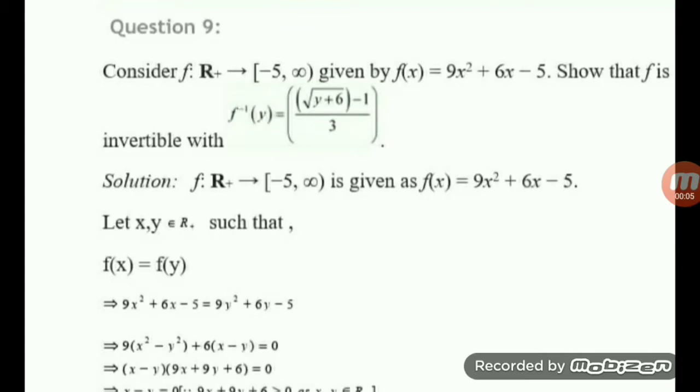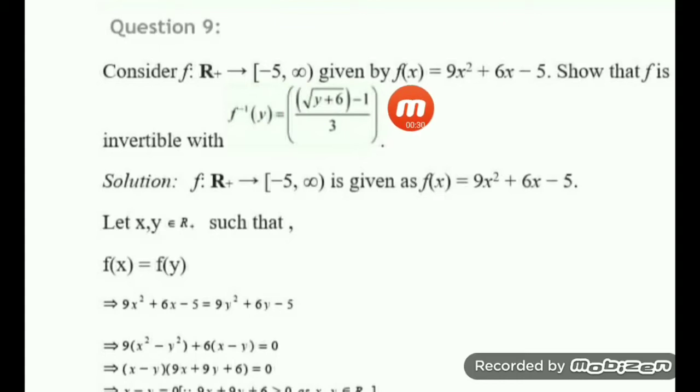Today I will give you the solution of question number 9 of exercise 1.3. It's a very important question, okay? If you understand this question, you can do any problem of this type, that is where you have to find out the inverse of any function or one-one onto function, okay? So please listen carefully.